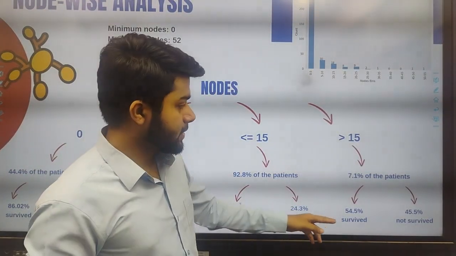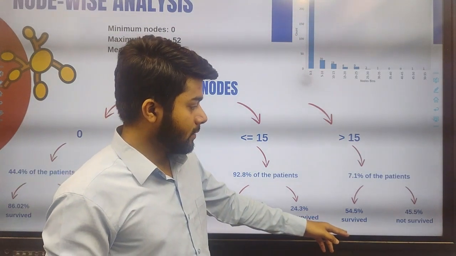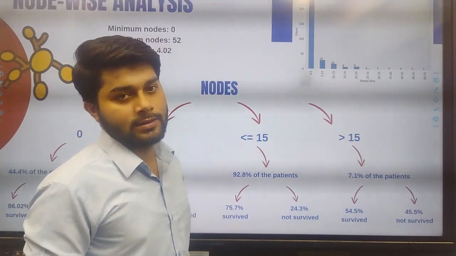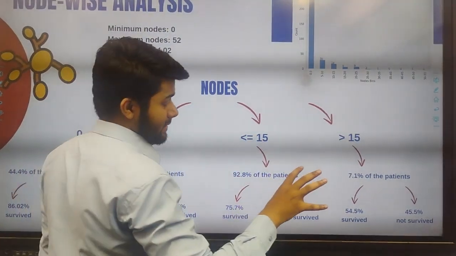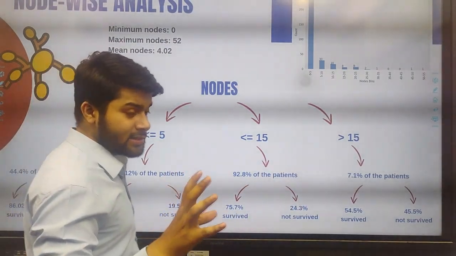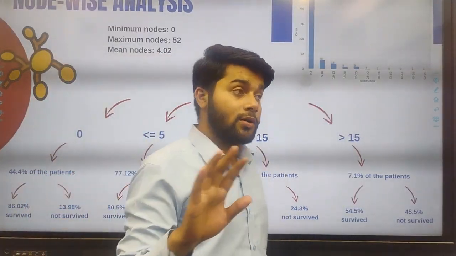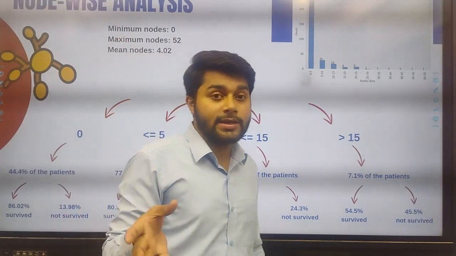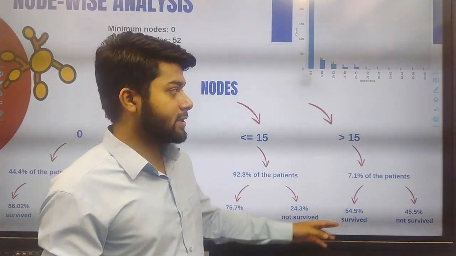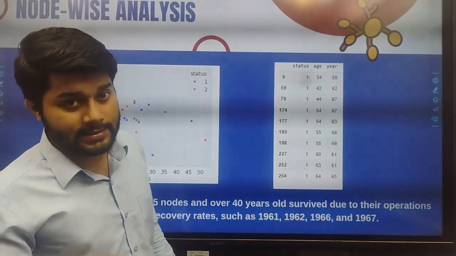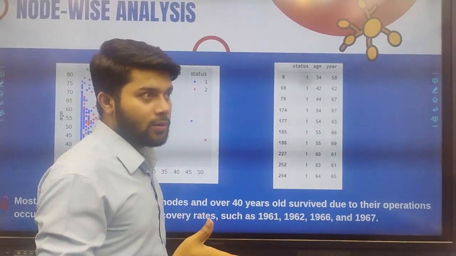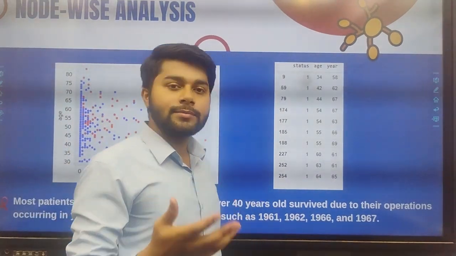If the nodes of the patient are greater than 15, 55% of the patients survived. So what's the reason? A count of 15 nodes is not low, but if a patient had that many nodes and survived, what's the reason? We have to check that also. For this reason, I went deeper to check what the reason behind that is.